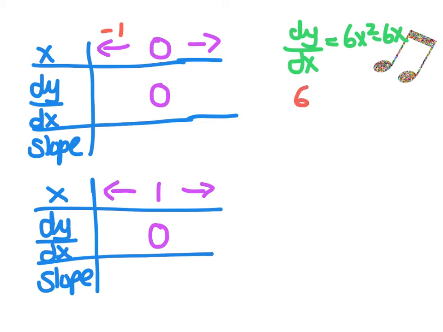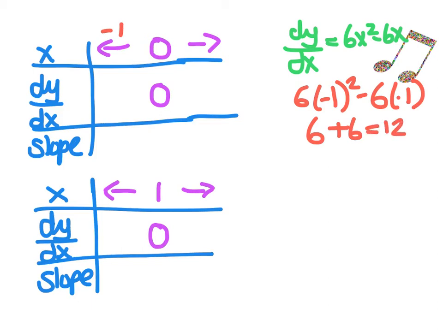So 6 times -1 squared minus 6 times -1 is 6 plus 6, which is 12. So I've got a positive gradient at -1. A little bit more than 0. Now I can't actually put 1 there because when x is 1, I know that I've got another stationary point. So I'd like to know what's happening in between these two stationary points.